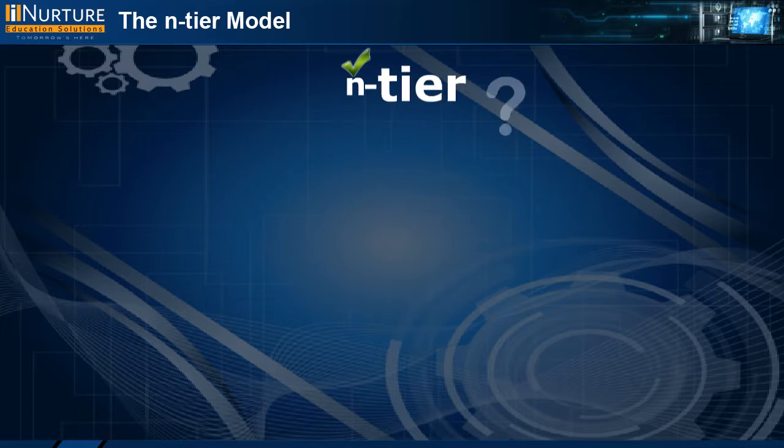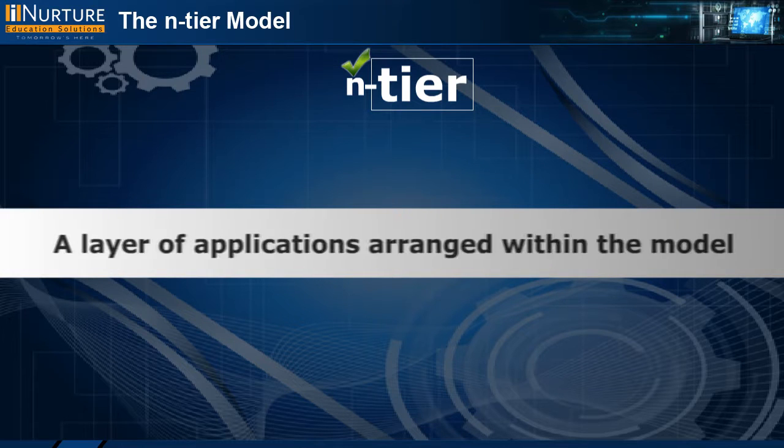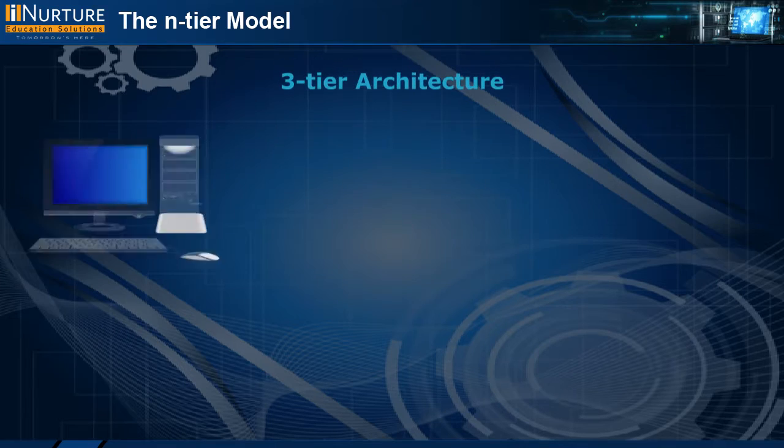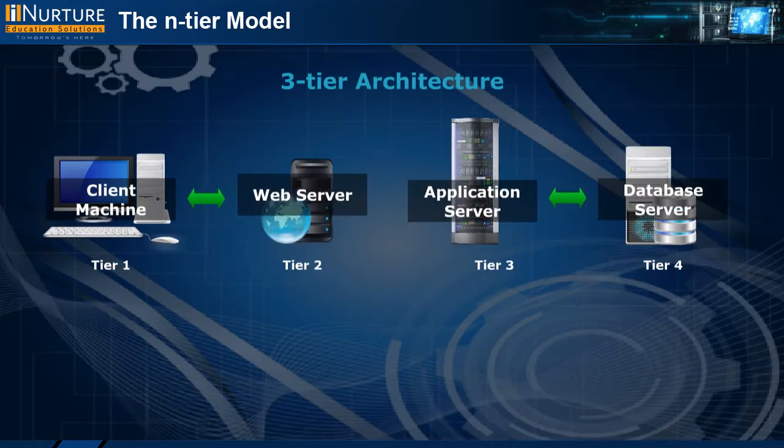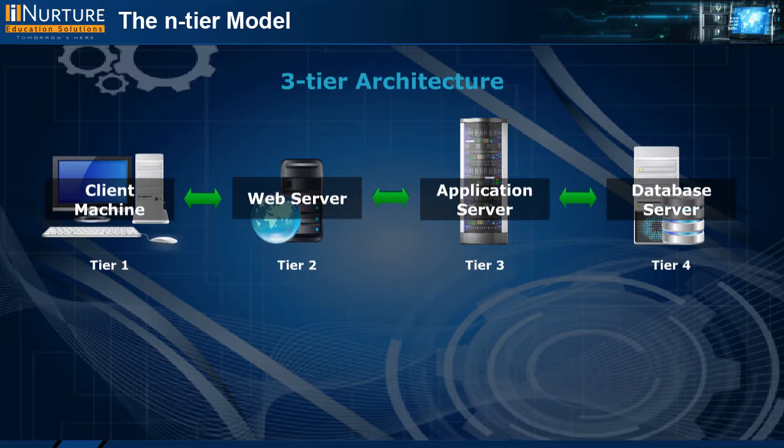Okay, we know what N stands for, so what's a tier? In simple words, it is a layer of applications arranged within the model. We can have a 3-tier architecture where the client machine interacts with the web server and application server, which in turn interacts with the database.